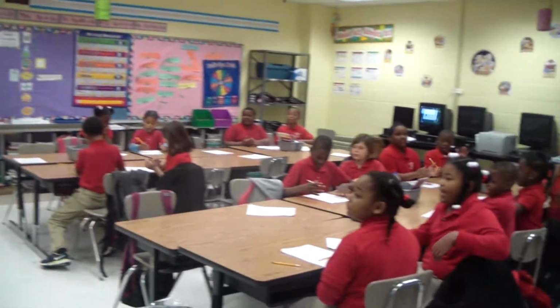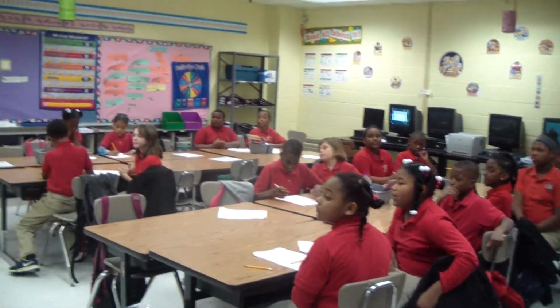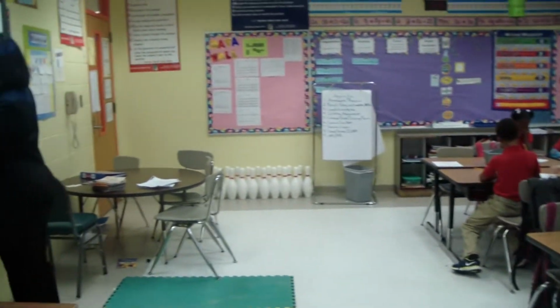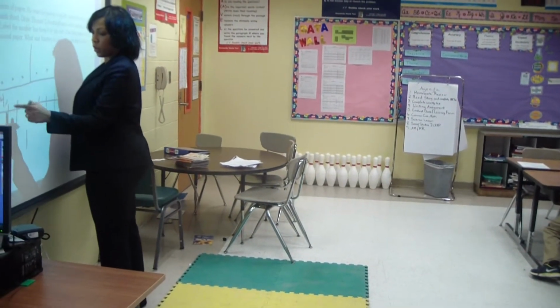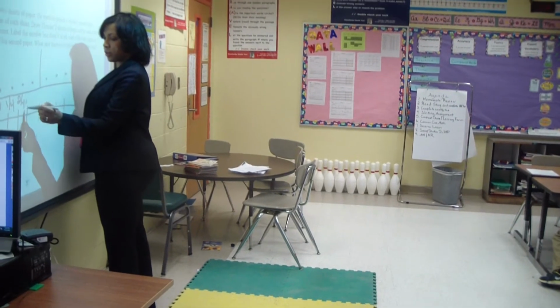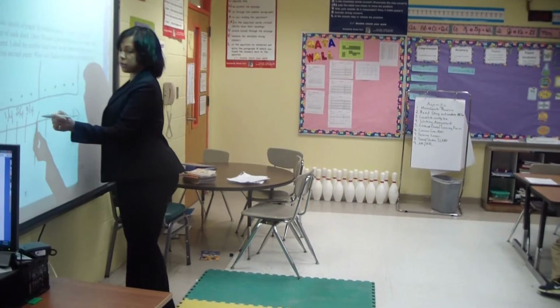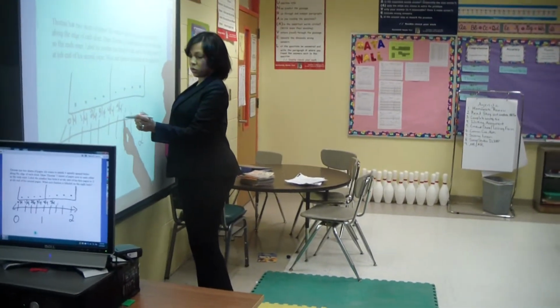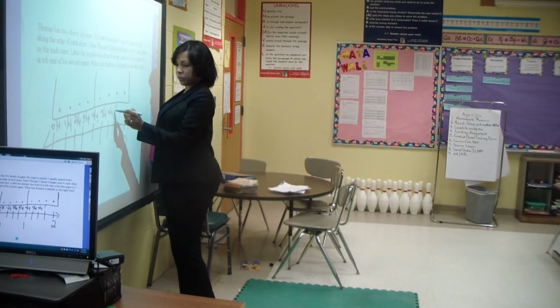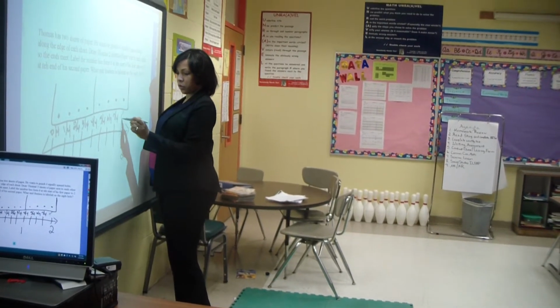Class, what fraction will be here? 0 fourths. What fraction will be here? 1 fourth. Here, 2 fourths. Next, 3 fourths. Next, 4 fourths. 5 fourths. 6 fourths. 7 fourths. 8 fourths.